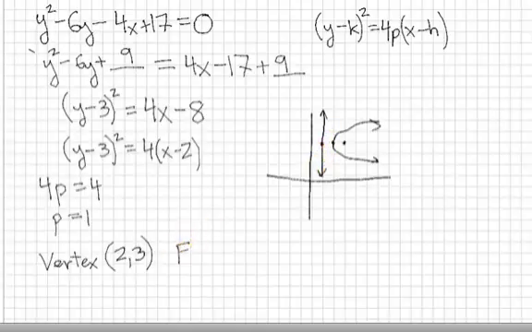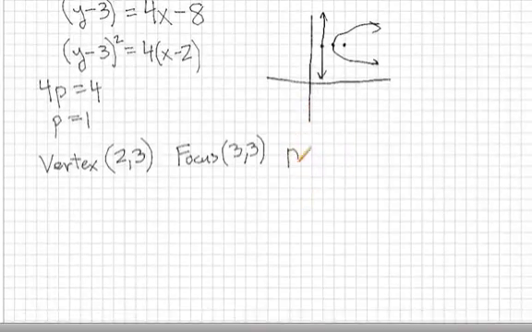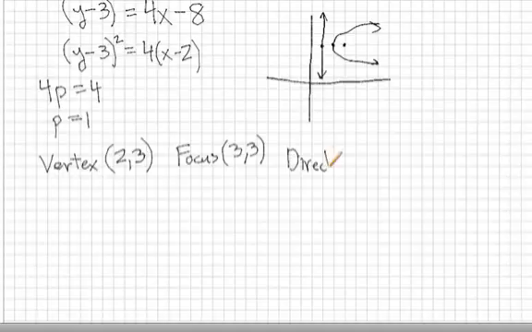Okay, so our focus then is going to be, since we went right 1, we have to add 1 to the x value. So it's going to be 3, 3. Okay, and then to find our directrix, we have to subtract 1 from the x value of the vertex, which is 2, and since the directrix is a vertical line, it's going to be x equals, and then we have to do 2 minus 1, which would give you 1.